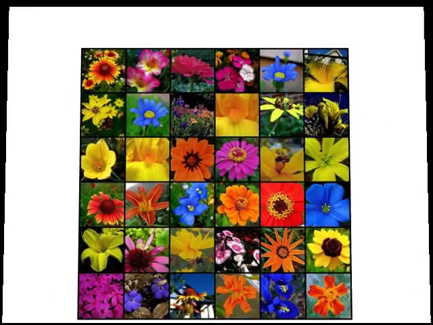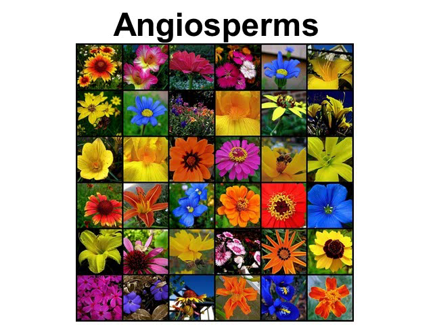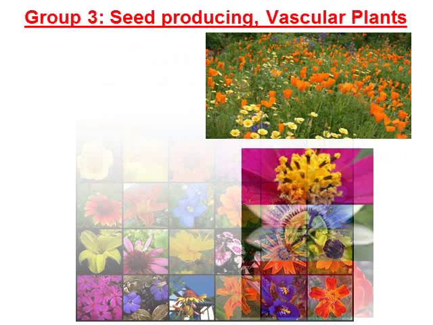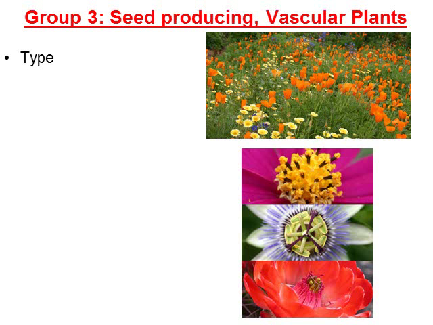Okay, so this presentation is going to be on angiosperms, and so let's just get into it because it's kind of a longer presentation than normal. So the other day we introduced seed-producing vascular plants, and the other day we focused on gymnosperms. For instance, the example we focused on were conifers, trees that reproduce with cones. Well, today we're going to focus on the other category of seed-producing vascular plants.